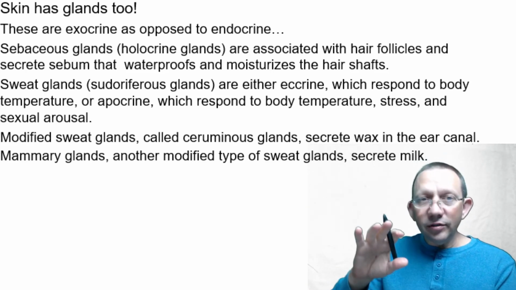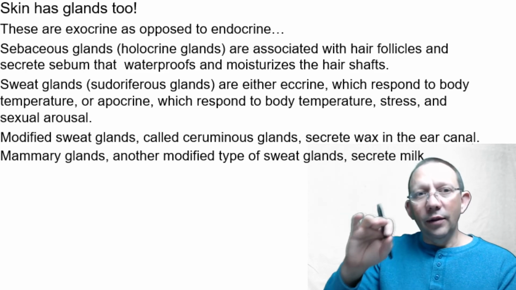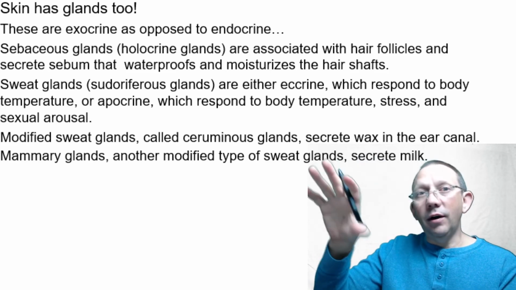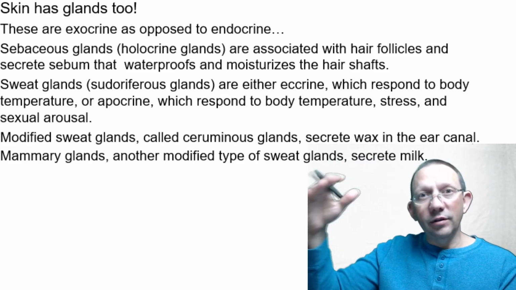Now they're sebaceous, which make an oil. These are holocrine glands, which means they release the whole cell and it breaks apart, and the oils of the cell become the oils of the product.